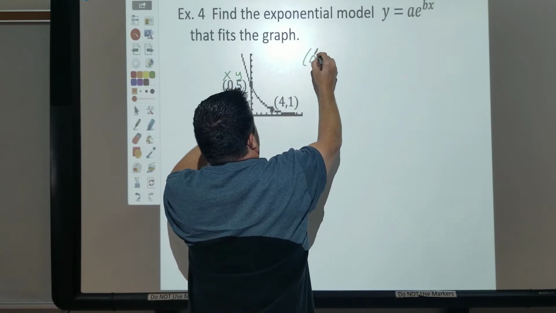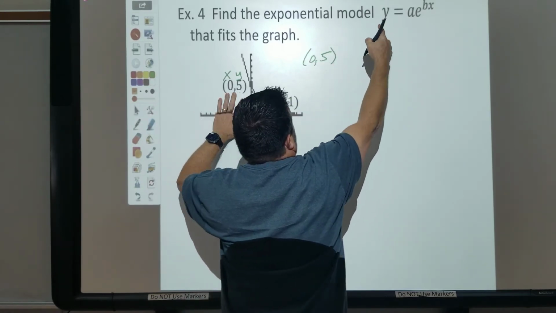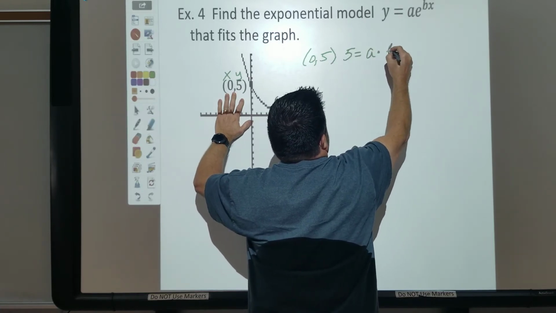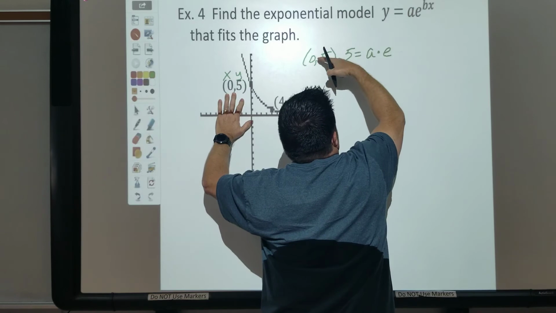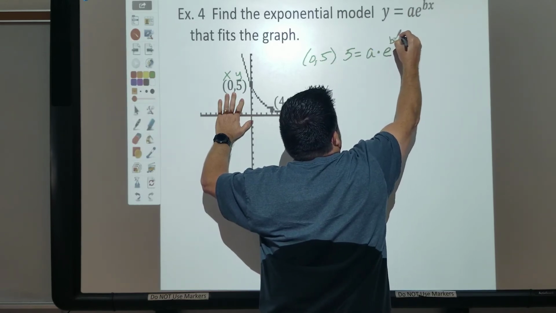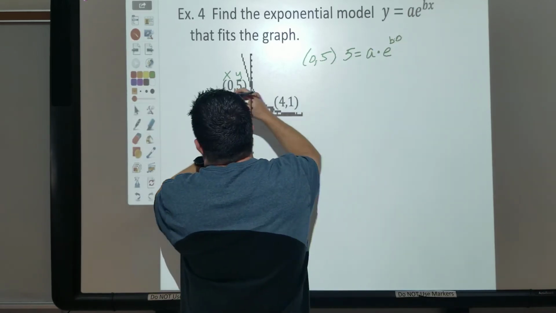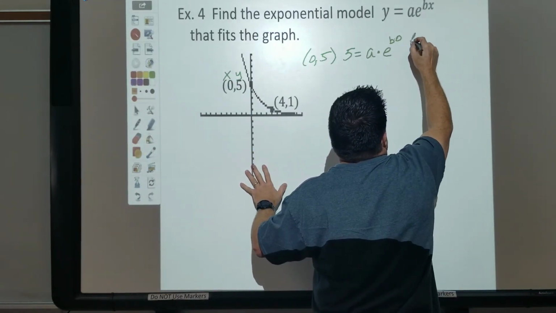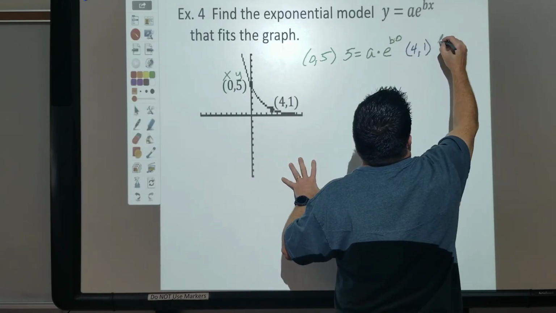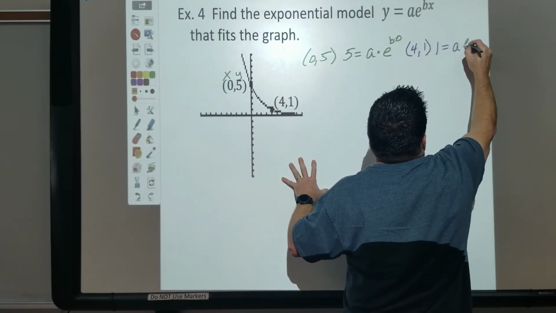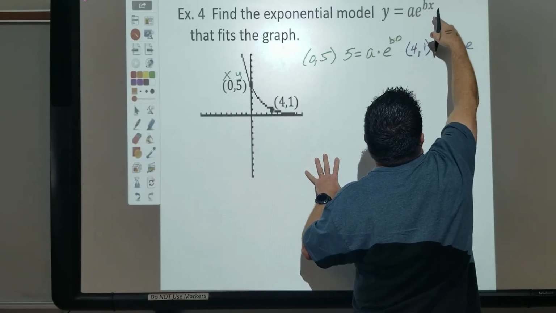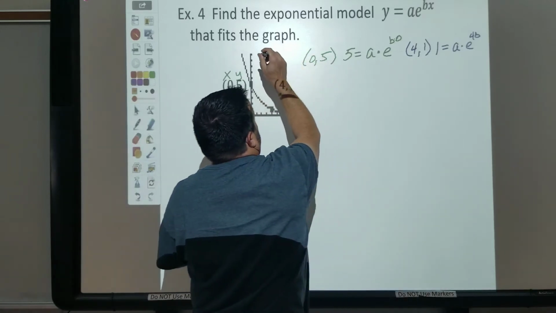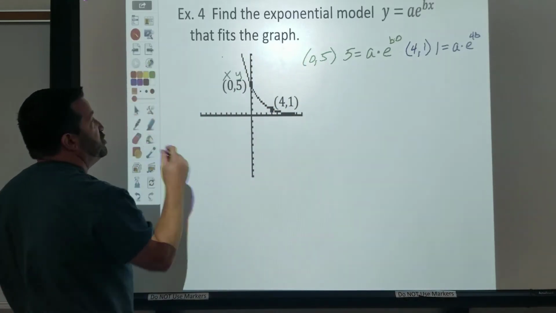So I'm going to take 0, 5. And if I plug that in here, I would get 5 equals a times e. And then it would be b times x. So it would be b times 0. And I'm going to do the same thing with the other point, 4, 1. And I would get 1 equals a times e, and if I put a 4 in there for x, it'd be 4b for that power. So what I have is 2 equations with 2 variables.